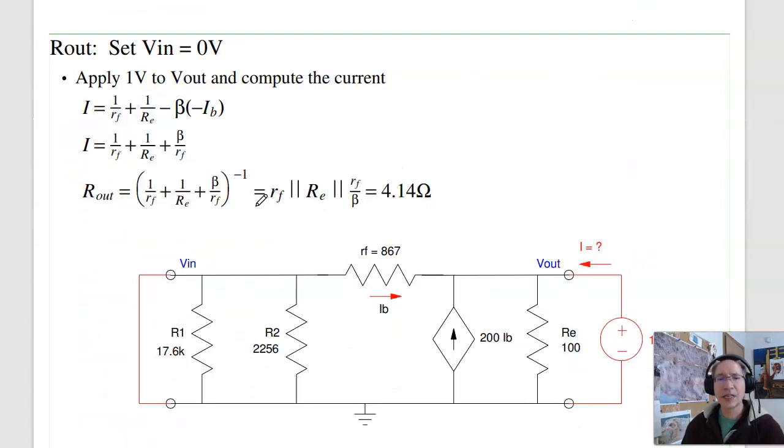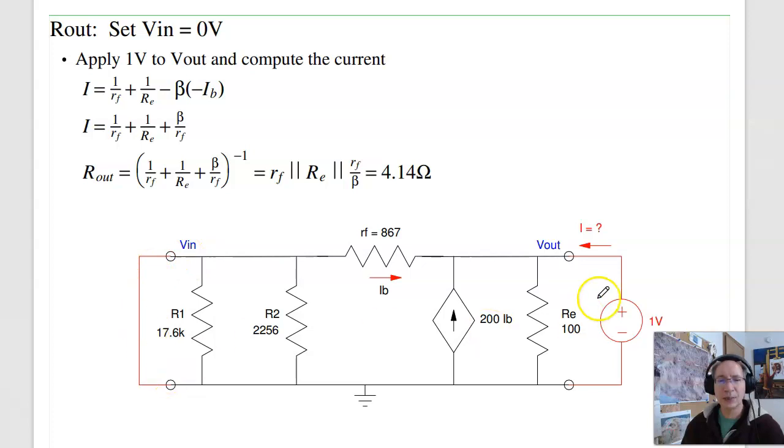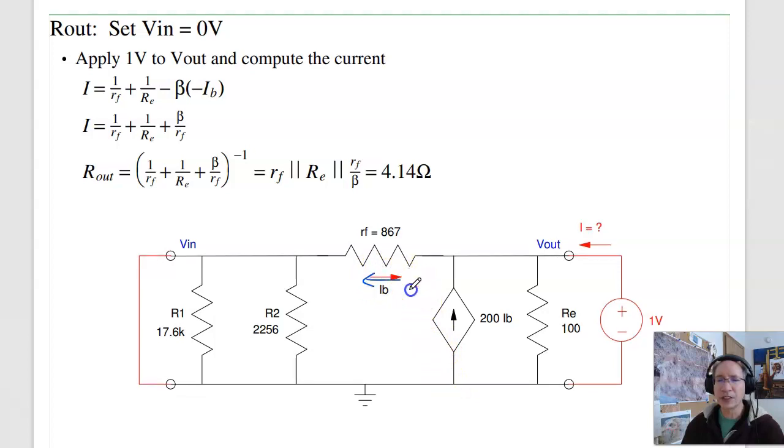To find the output impedance, short the input, find the impedance at the output. Again, that's not really obvious, so let's apply 1 volt at the output and see what you get. If I have 1 volt here, the current will be 1 volt over RF plus 200 times 1 volt over RF. One thing you can do, if I change the sign of IB, change the sign of this one, I've got a double negative, that works. So this current is 1 over RF plus 200 times 1 over RF plus 1 over 100. That's the total current.